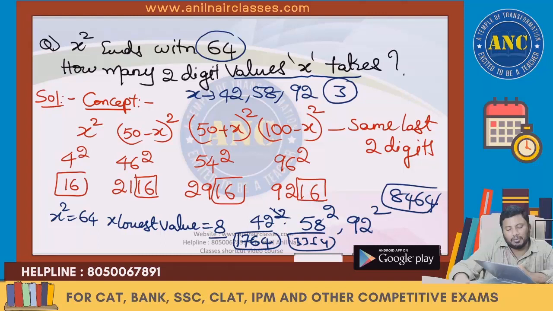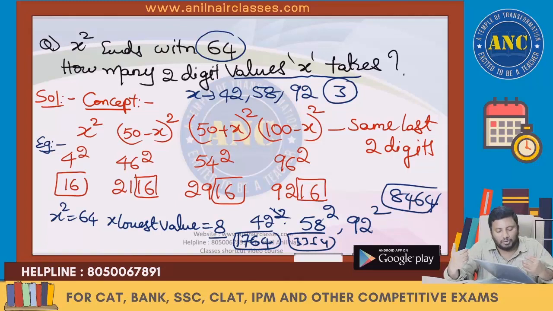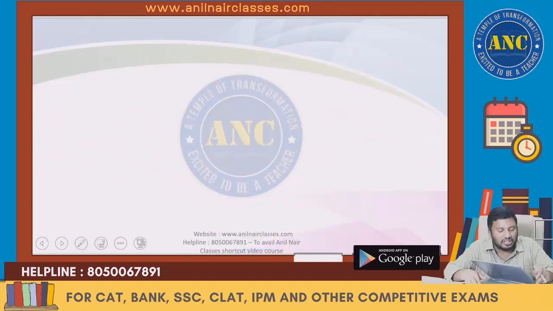X square, (50 minus x) whole square, (50 plus x) whole square, (100 minus x) square. This is an example to convey the point. 4 square is 16, 46 square, and so on. Why did I take only these numbers? Because the next number is 100 plus 8. 100 plus 8 is 116 square, which is 13456, not 2-digit. Till now we did the square of a 2-digit number. Now we will do the square of a 3-digit number. Please write down.